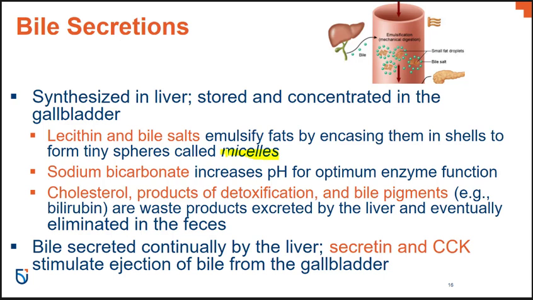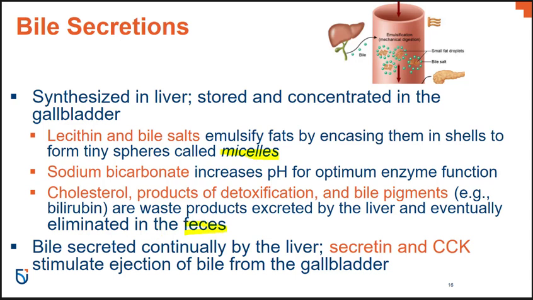Bile also contains small amounts of sodium bicarbonate, which helps to neutralize the chyme in the small intestine, and we know that a specific pH is necessary for optimum enzyme function. Bile also contains several substances that are ultimately designed for elimination, such as cholesterol, products of detoxification in the body, and bile pigments. These are waste products that the liver excretes with the bile in order to get them out of our body. And so they will ultimately be eliminated in your feces.